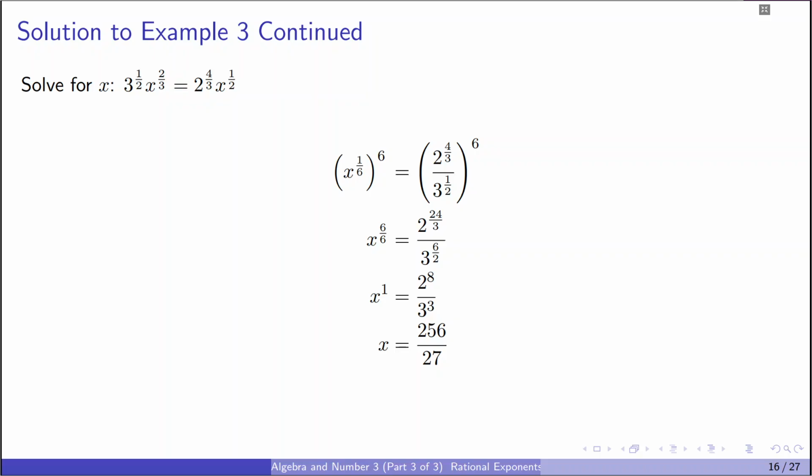Had we raised everything to the 6 from the start, we would have had 3 cubed times x to the 4 equals 2 to the 8 times x cubed. Our x to the 4th divided by x cubed cancels, and our 2 to the 8th over 3 cubed simplifies as it did here.